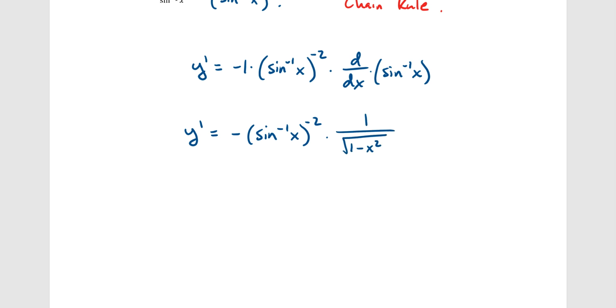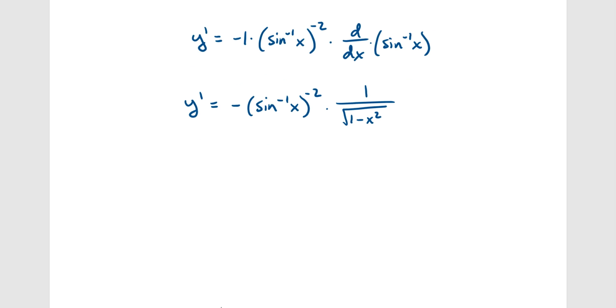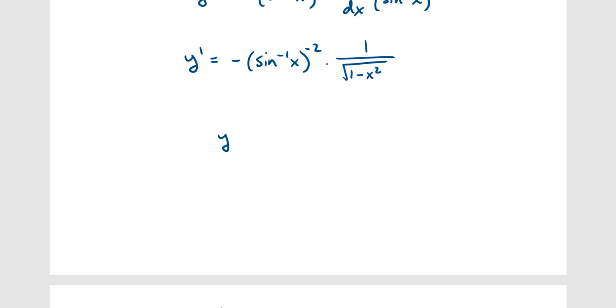And we can clean that up a little bit by writing it as -1 over sine inverse squared times the square root of 1 minus x squared. So still messy, but maybe cleaned it up a little bit.